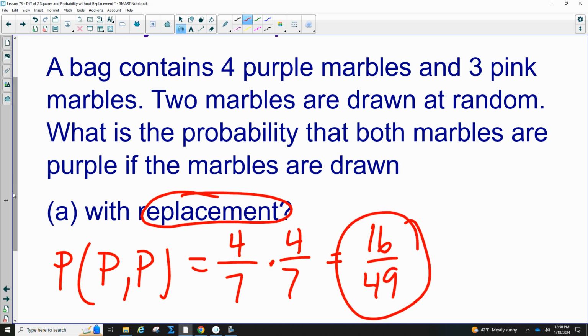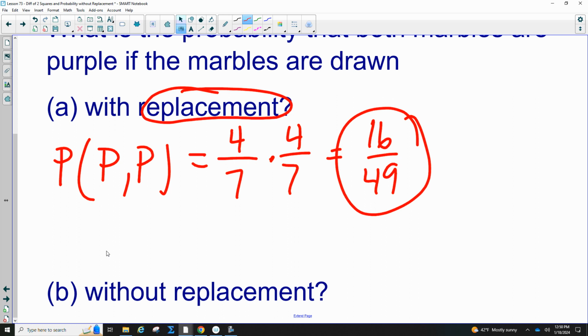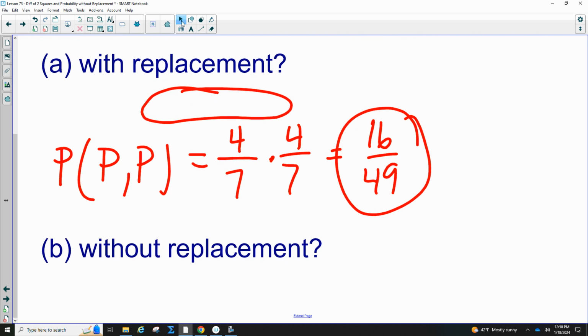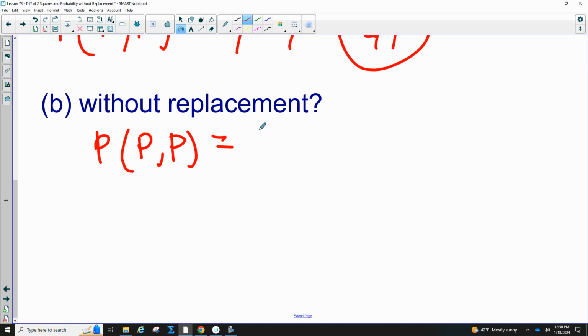Okay, now they're going to add this new part in, without replacement. All right, so I'm still going to write purple, comma, purple, but you're going to have to think a little bit, okay? So on the first draw, there are still 4 out of 7 because we're starting at the beginning, okay? 4 of 7 are purple, but you just took a purple out and you didn't put it back in. How many purples are left? 3, and it's now out of how many? Yes, it's out of 6, okay? Because that one came out. You only have 3 left. You have 3 purples and 3 pinks, so 3 out of 6.